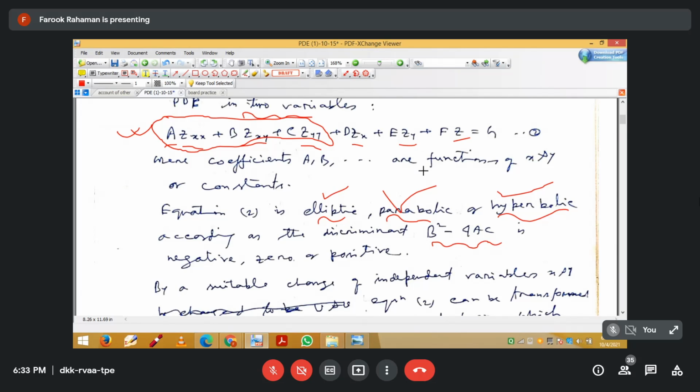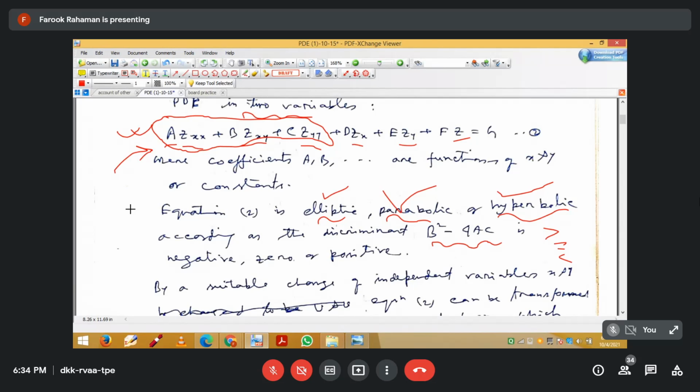So if you have any differential equation, one can easily check, because a, b, and c are known quantities in terms of either x and y or constants. So just analyze the functions a, b, and c. One can easily find b square minus 4ac. If this term is negative, zero, or positive, then we say that this partial differential equation represents elliptic form, parabolic form, or hyperbolic form.